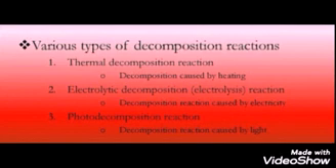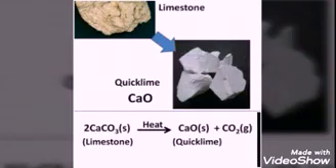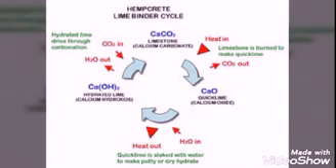The first example for thermal decomposition is breaking of limestone, which is CaCO3. On heating the CaCO3, it breaks to form calcium oxide CaO, and carbon dioxide gas is released. It will be interesting to know about the lime cycle.